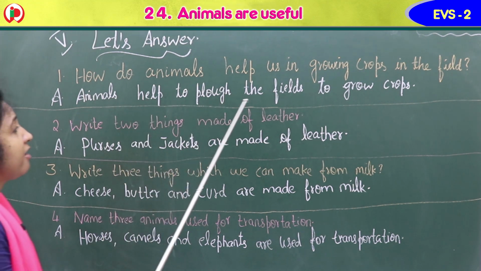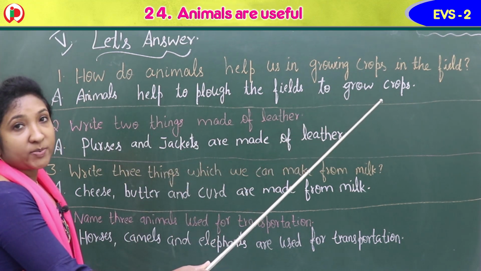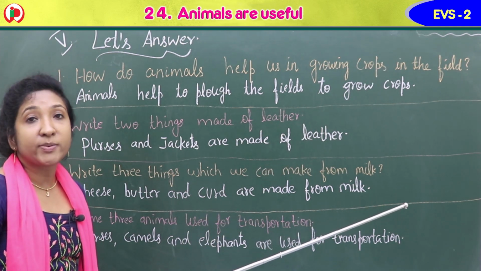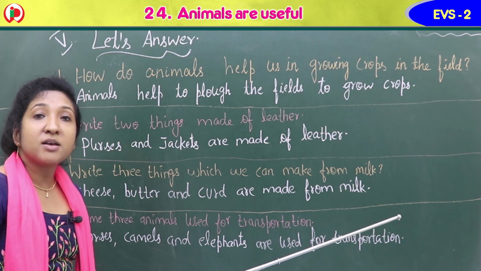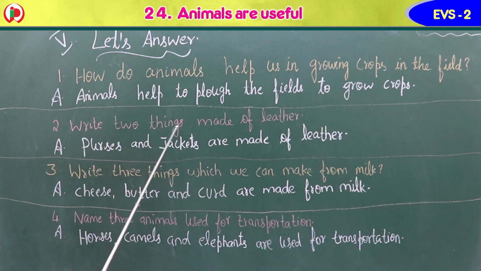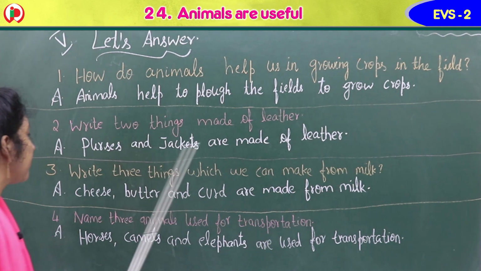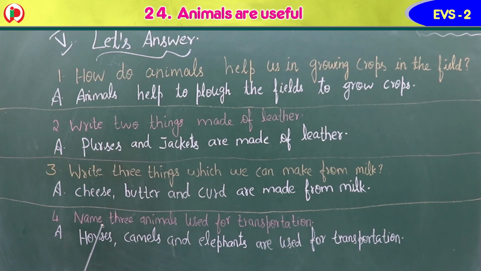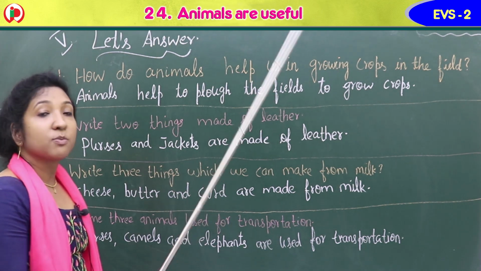So first question, how do animals help us in growing crops in the field? Animals help to plough the fields to grow crops. Farmers grow crops in the field. Before that, farmers have to plough the field. So animals help in doing that. Second, write 2 things made of leather. Purses and jackets are made of leather. Write 3 things which we can make from milk. Cheese, butter and curd are made from milk. Fourth question, the last question, name 3 animals used for transportation. Answer, horses, camels and elephants are used for transportation.